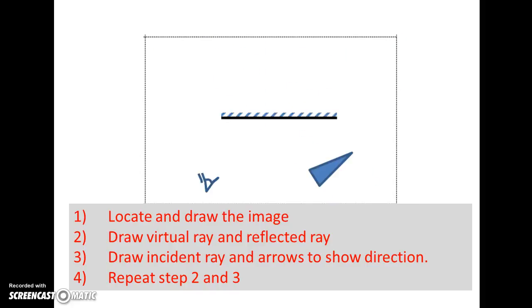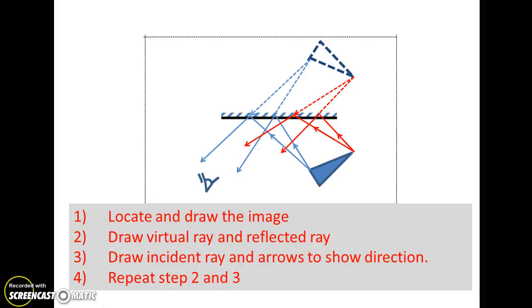Here comes the last one. The image looks like this, and you may draw two sets of light rays from two vertices of the triangle.